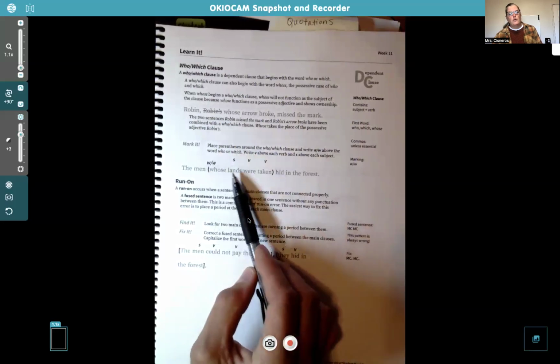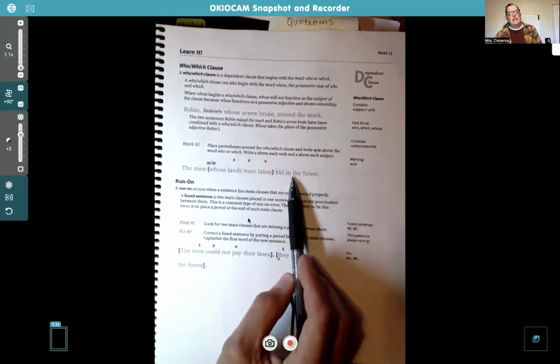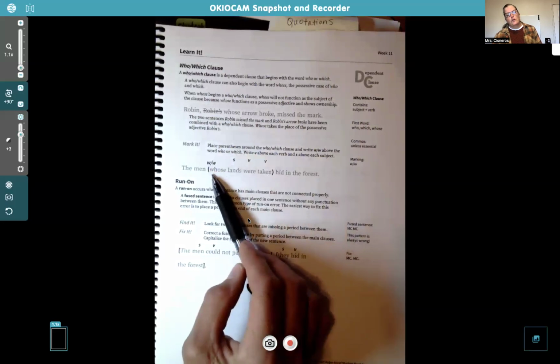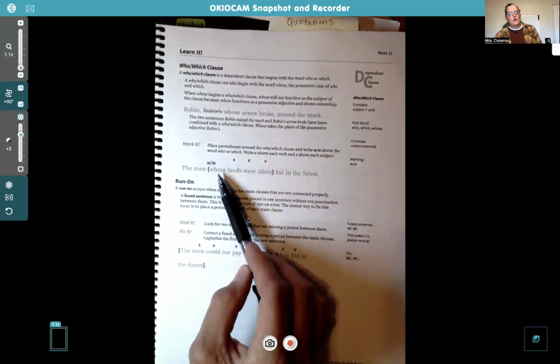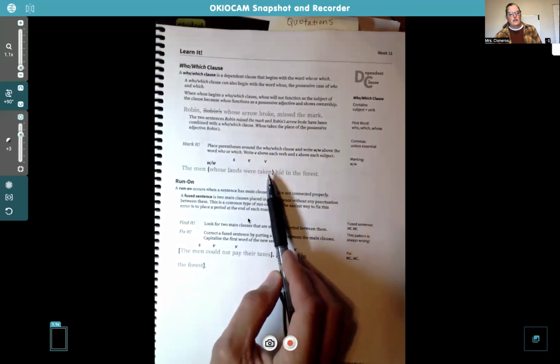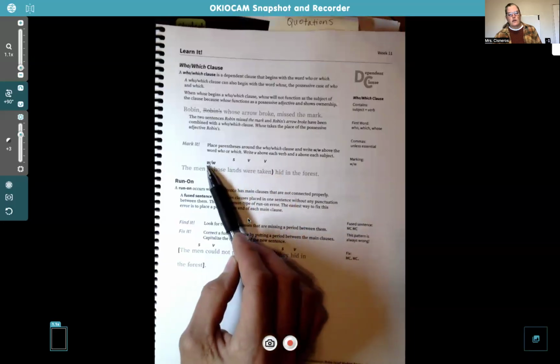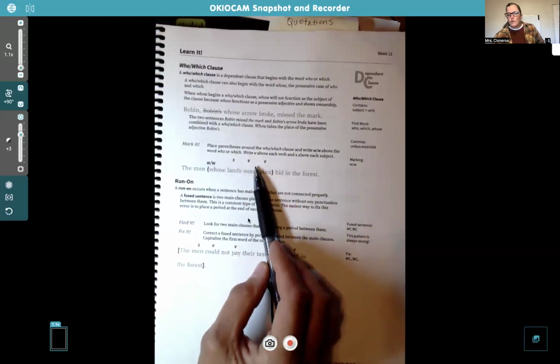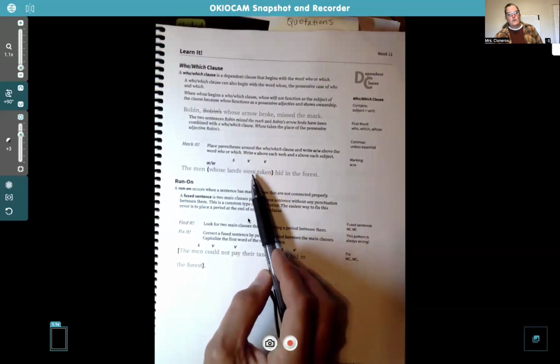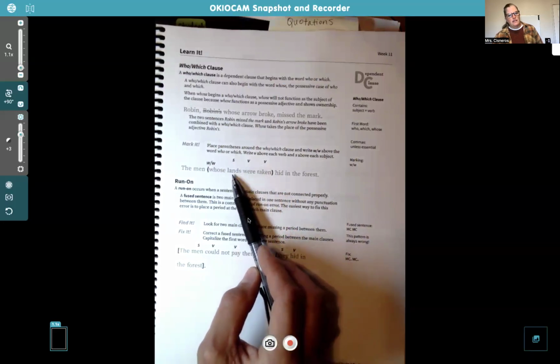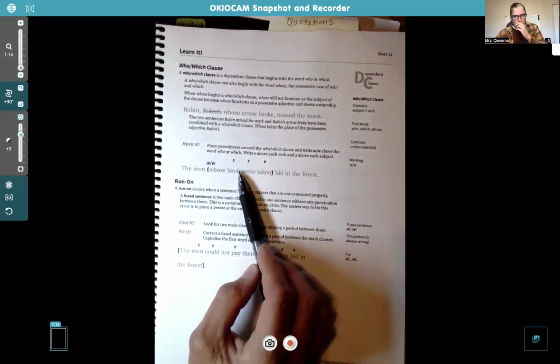The men whose lands were taken hid in the forest. So your who clause is right here. Whose lands were taken. So whose signifies the beginning of the clause. Lands were taken. That's the end of the clause. You're still marking it with W/W. The verbs here are were and taken. And if you ask what were taken, it was the lands that were taken. So the subject is lands in this one. That's pretty easy to spot. You're going to mark it like that in your book.